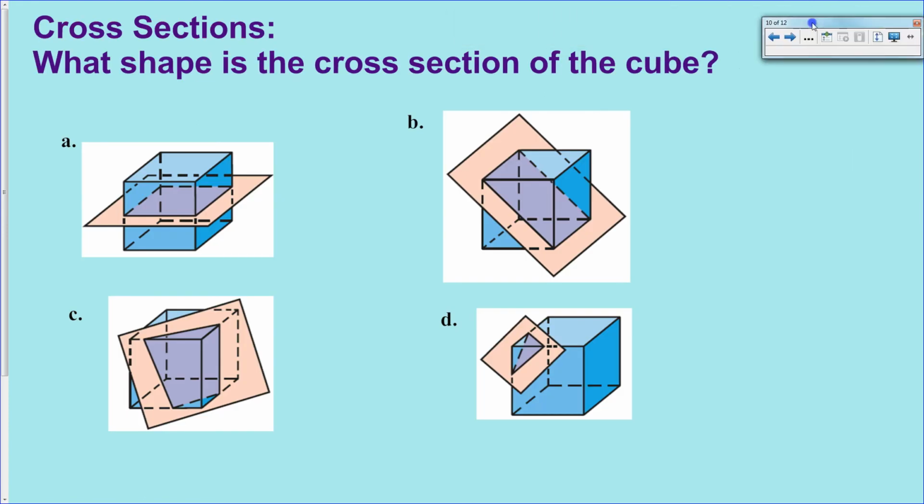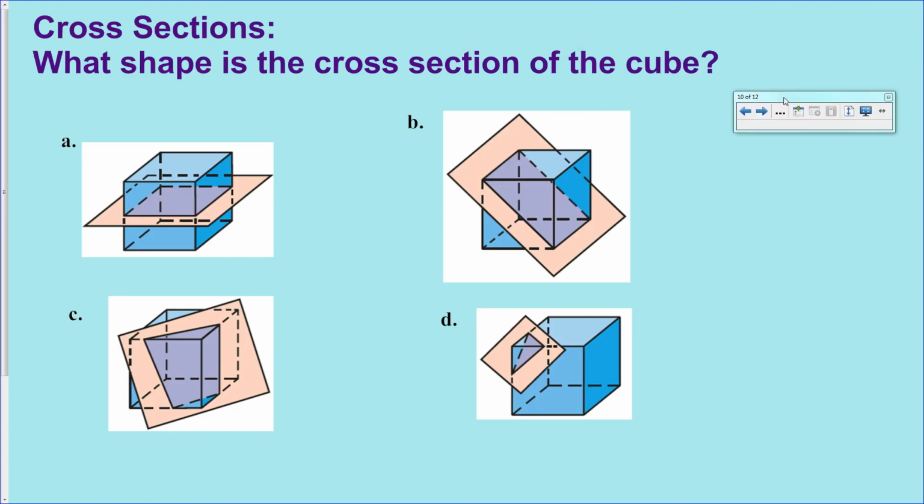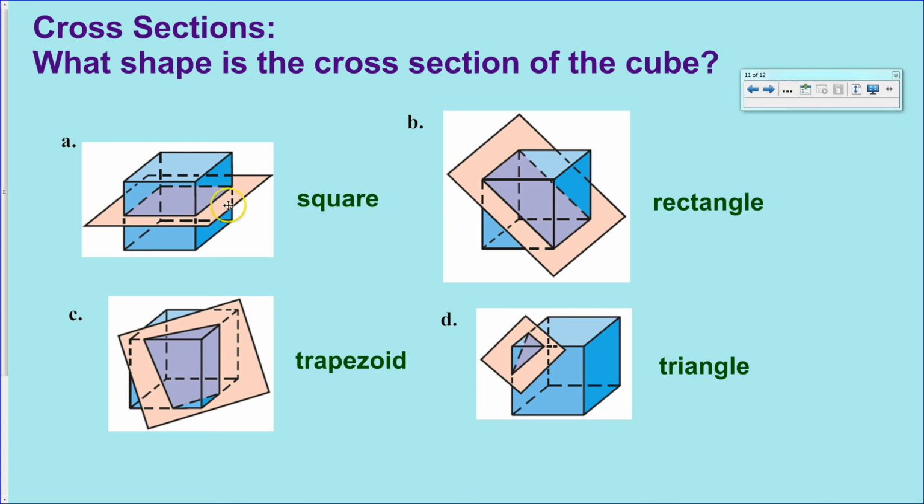Cross sections. Here's a cube. We sliced it with a plane. You need to be good at identifying what shape it would make. So why don't you pause the video and see if you can identify the four shapes that result from slicing a cube in certain ways. There are the answers. This is a square. We know this is a cube, so this cross-section is a square. Again, here you get two sets of parallel sides and four right angles, so that's a rectangle. Here's a trapezoid, and this is a triangle.